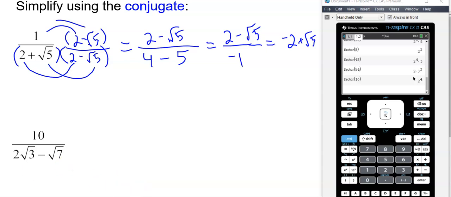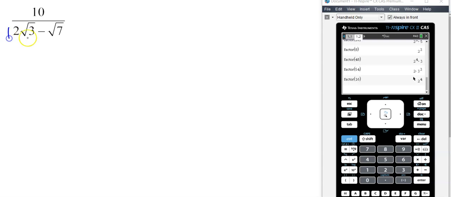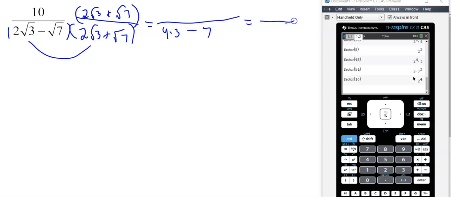Okay, last one, kind of a tougher one. So the conjugate of that would be 2 root 3 plus square root of 7. 2 root 3 plus square root of 7. When you FOIL that in the denominator, all you have to do is first and last. So 2 root 3 times 2 root 3 is 4 times 3. And then minus square root of 7 times square root of 7, which is 7. So we have 12 minus 7, which is 5.